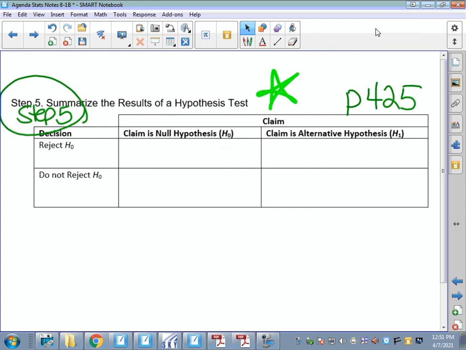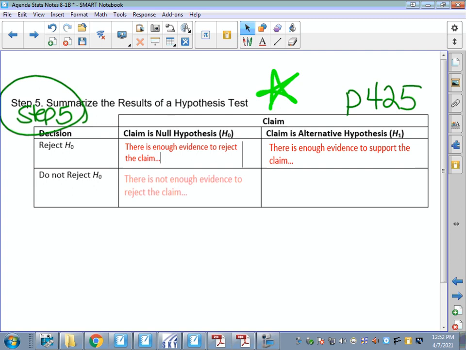So we've got 4 options, right? If we reject H sub 0 and the claim is H sub 0, we're going to say there is enough evidence to reject the claim that the mean number of heartbeats is equal to 82. If our claim is our alternative hypothesis, but we reject H sub 0, we're going to say, oh yeah, there's enough evidence to support the claim that the mean number of heartbeats is greater than 82. If we don't reject H sub 0 and our claim is H sub 0, right, there is not enough evidence to reject that claim.